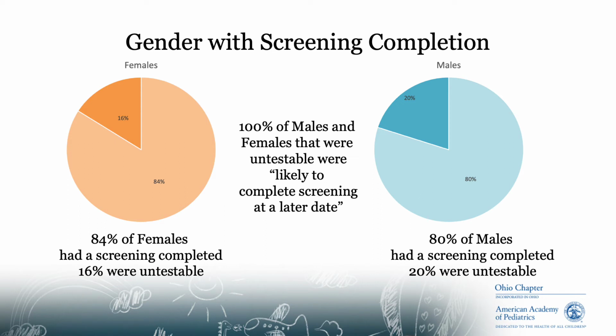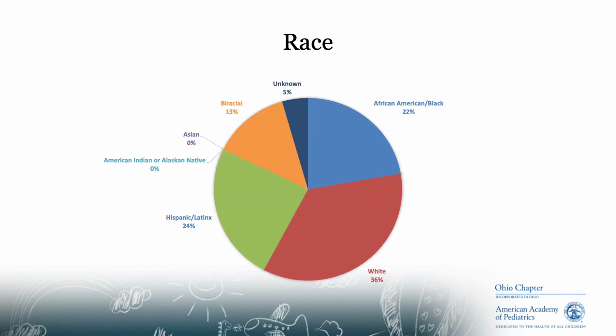Those patients that were unable to be screened the initial time that it was attempted were all determined to be likely to complete a screening at a later date, and the plan was to bring them back into the practice for a follow-up screening. This is just a slide showing racial breakdown. You can take a look at that. About 36% were white Caucasian, 22% African American, 24% Hispanic, and 13% biracial.